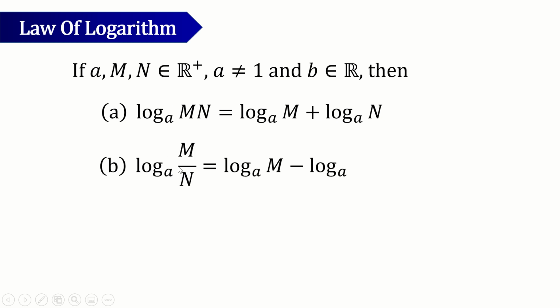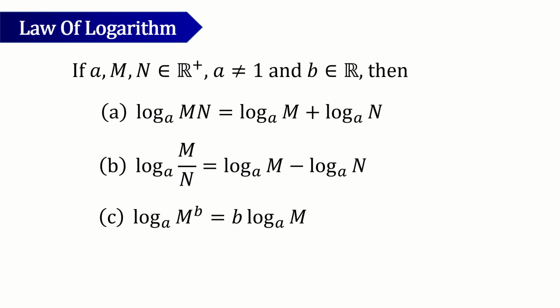If we have division, for example log base a of m over n, that is equivalent to log base a m minus log base a n. You must be careful with the arrangement. The first one is the numerator, which is m, minus log base a of the denominator, which is n. So don't make the mistake.